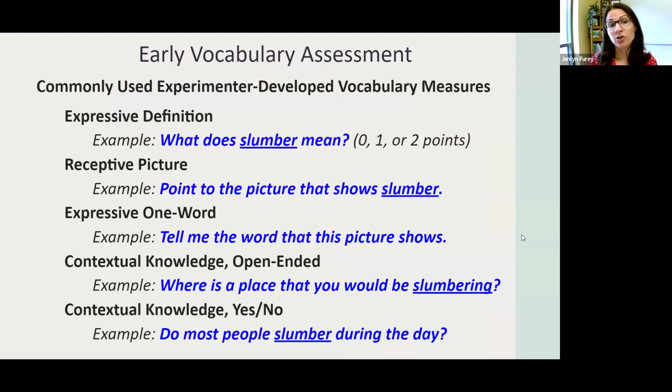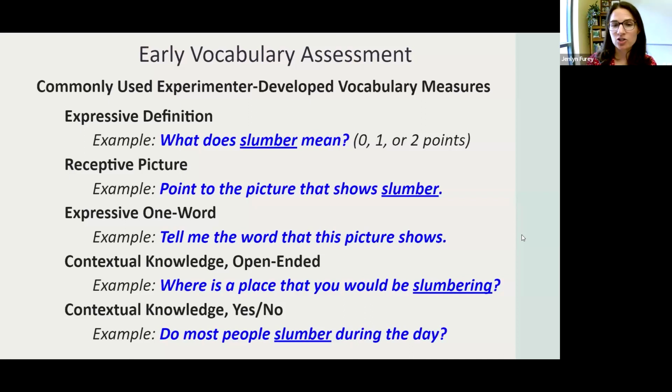measure vocabulary learning. These are some examples of the most common types of assessment that we see being used in research. So one type is an expressive definition task where we ask the student to tell me what the word means, and there's a scoring system. Receptive picture, where you have 4 pictures and you ask the student to point to the picture that shows the word. Or an expressive one word where you're asking them to tell you the word that the picture shows.